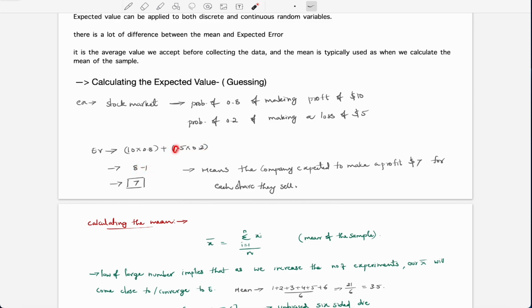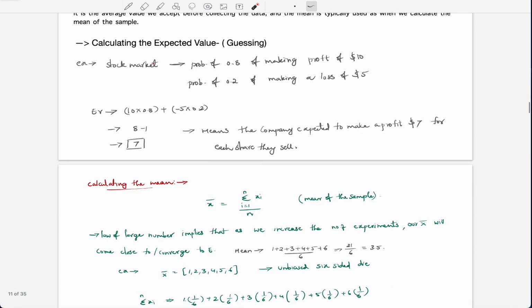So ignore that, this is a plus only. Okay, so 8 minus 1, which is 7. So what is this 7? This 7 means the company expects to make $7 for each share they sell. So this is the expected value for the stock market. Okay, I hope you understand by this example. We are expecting some kind of a value.